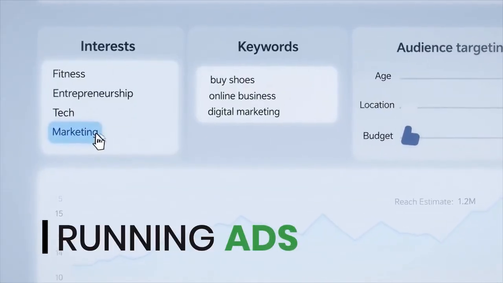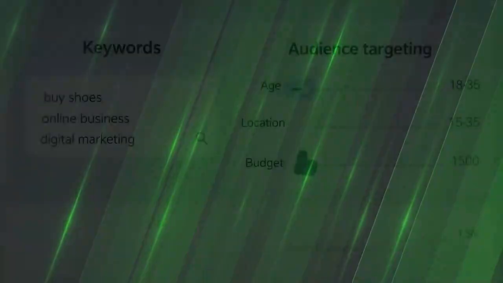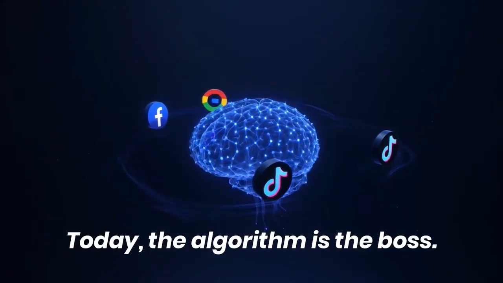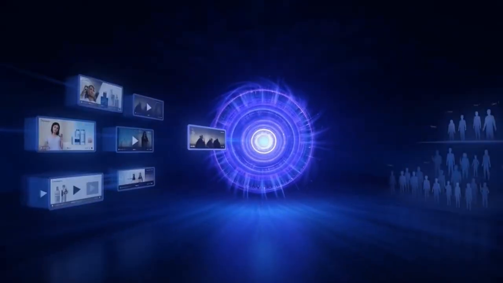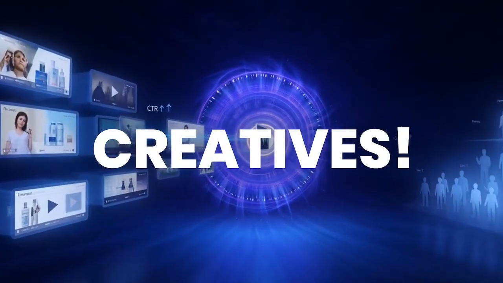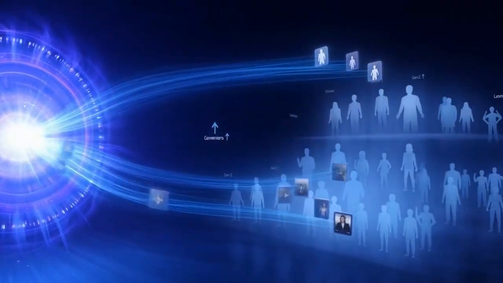Running ads used to be about targeting hacks. You would find the right keywords, pick the right interests, and the sales would roll in. But those days are officially dead. Today, the algorithm is the boss. Meta, Google, and TikTok don't care about your audiences anymore. They care about your creatives. The people who see your ads are determined by your content, not by your settings.